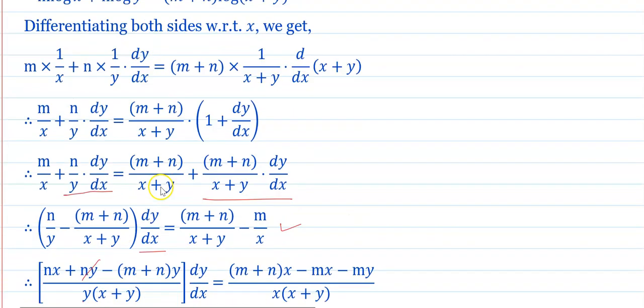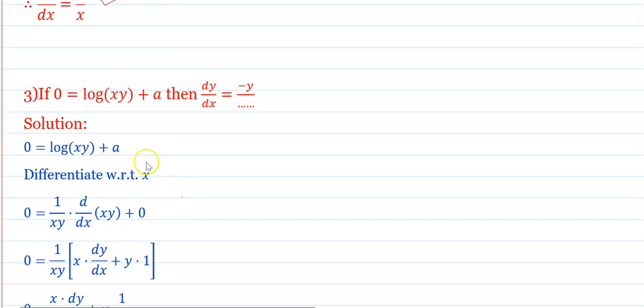Okay, now the next question: if 0 is equal to log of xy plus a, then dy by dx is equal to minus y upon dash dash. Now 0 is equal to log of xy plus a. Differentiating with respect to x, 0. Log of xy चा derivative 1 upon xy into d/dx of xy and a चा derivative 0.